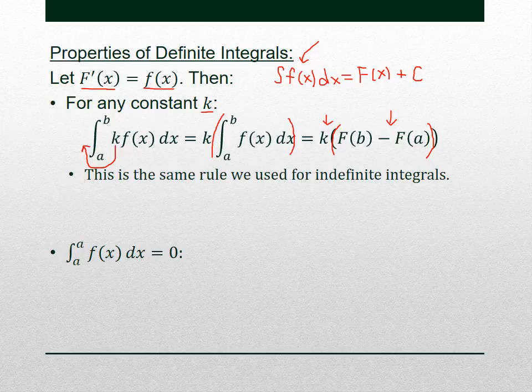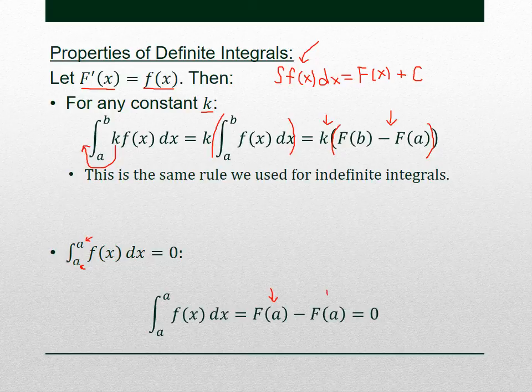All right. The next property is that the integral from a to a, right, so that's the same number twice, is always equal to 0. So using this fundamental theorem of calculus, the integral from a to a of f of x, well, we're going to plug in a and then subtract plugging in a. So F of a minus F of a, that's the same thing, and that will always be equal to 0. So if those numbers are not different, if they are the same, then that integral is 0.